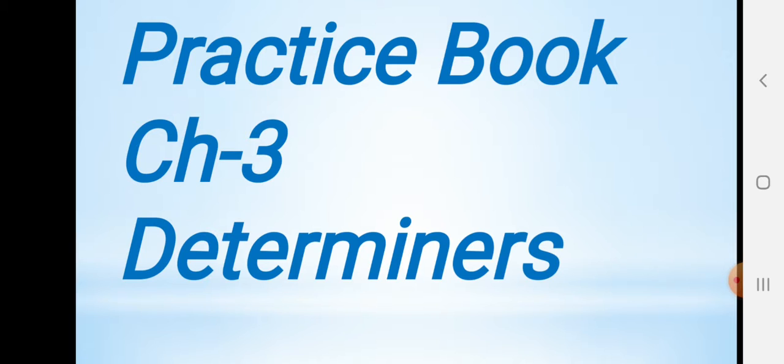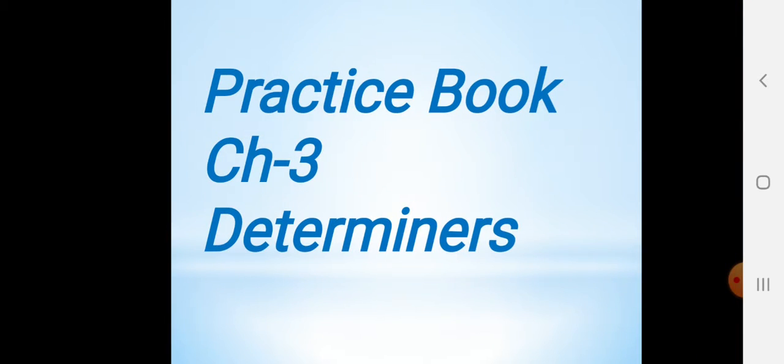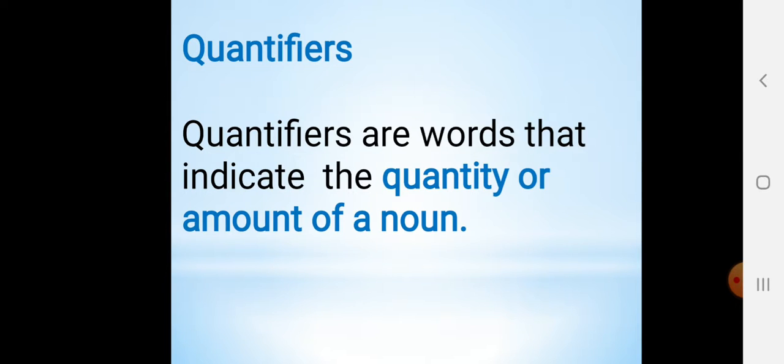Students, today we are going to discuss the last part of determiners from our practice book chapter number 3. So let's start with the exercises. First of all, what are quantifiers? As we know students, quantifiers are words that indicate the quantity or amount of a noun. What does it indicate? The quantity or amount of a noun.